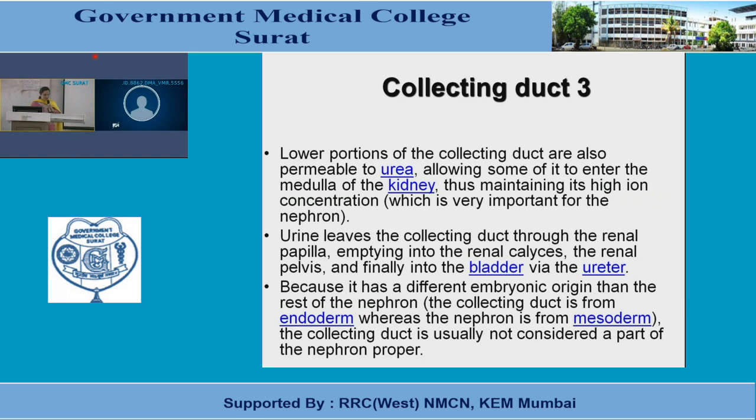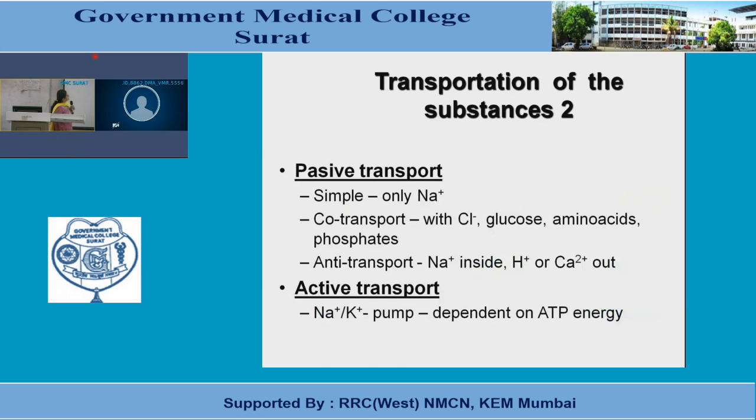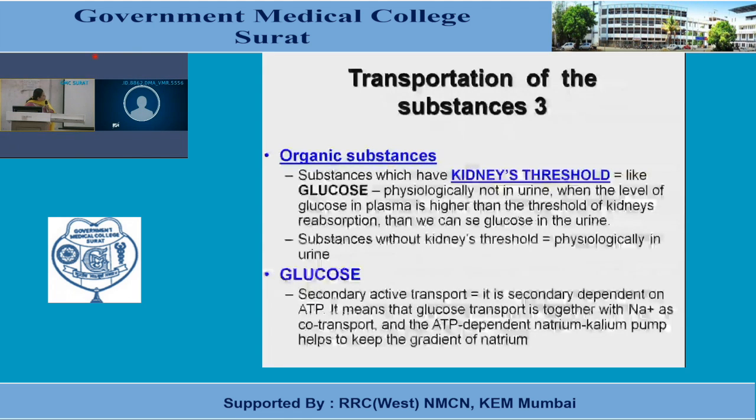Now, different transportation techniques: passive transport, active transport, passive co-transport like chloride, glucose, amino acids, and anti-transport like sodium inside, hydrogen or calcium outside, and active transport. The different active transport pumps are there for the substances in the nephrons. So we have the glucose transport proteins, which are ATP dependent, and sodium-glucose co-transporters.